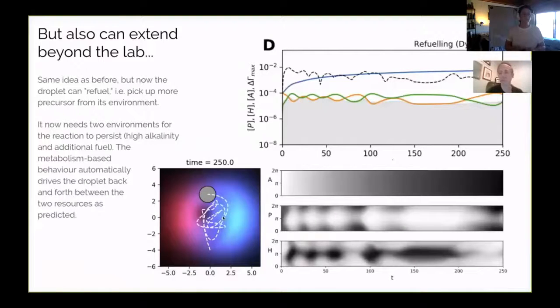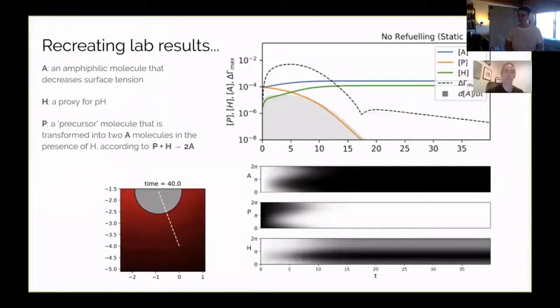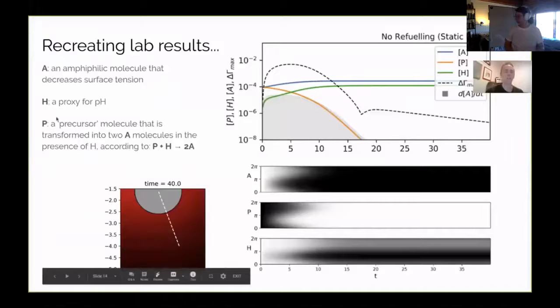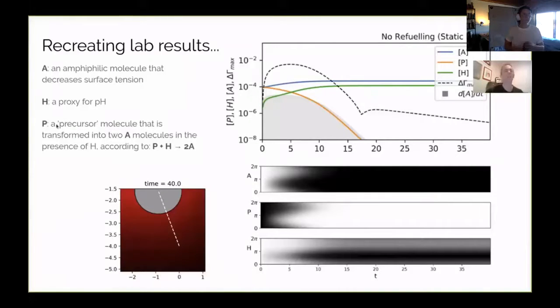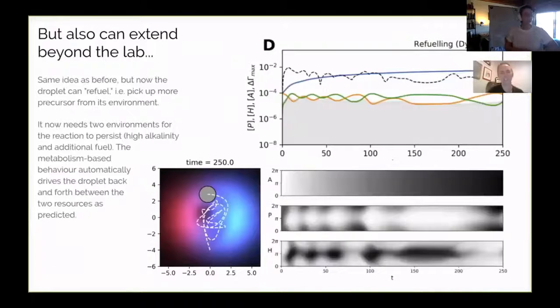Of course, we want to go beyond what's already been done in the lab, and here we're taking baby steps towards that. We now, in this simulation, have refuelable droplets. So in the original experiment, the droplet starts with some of this precursor, and once it uses that all up, it's done, it can't move anymore. But it's nice to work in simulation where it's easy to change things. And here I just quickly made it possible for the droplet to pick up fuel as it moves around.